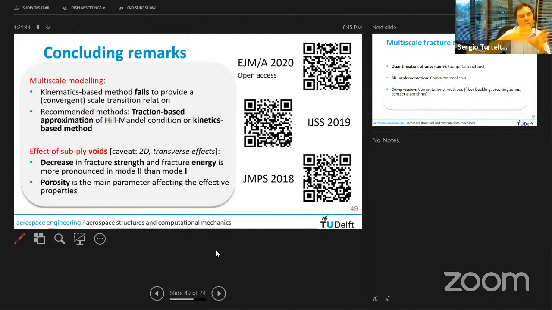So you need to take different volume elements of increasing size, and every time you take the average to find the effective properties as post-processing of your microscale simulation. And once you notice that they don't change anymore, then those would be the effective properties. And then you would have established already the RVE.